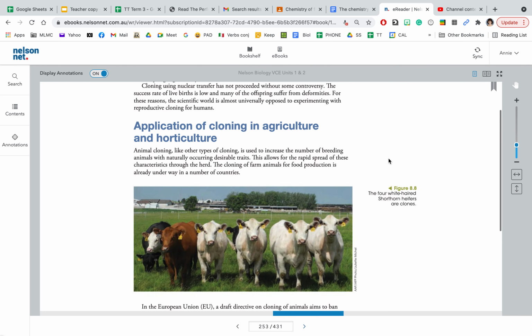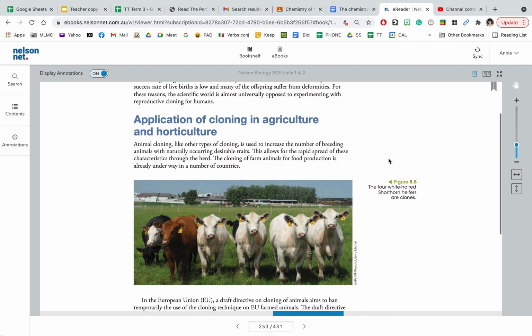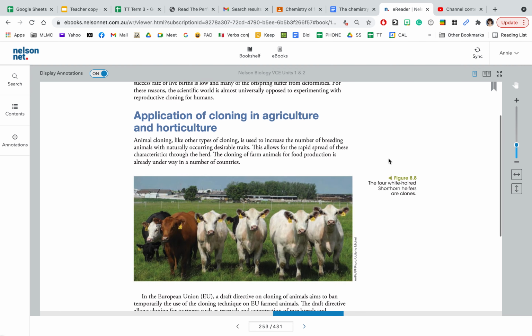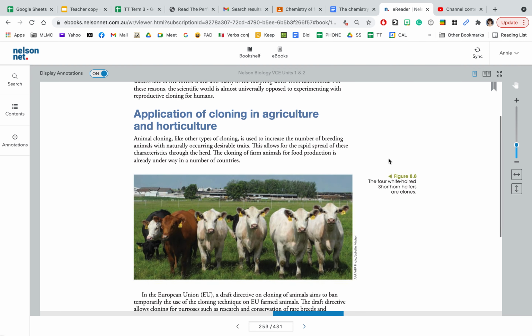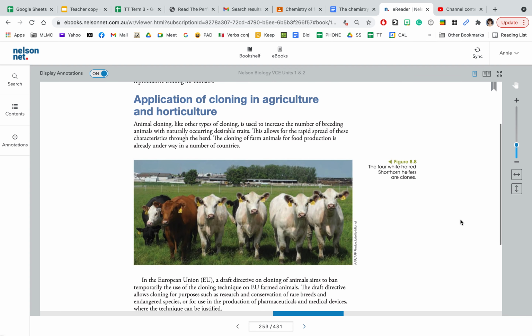Cloning using nuclear transfer has not proceeded without some controversy. The success rate of live births is low and many of the offspring suffer from deformities. For these reasons, the scientific world is almost universally opposed to experimenting with reproductive cloning for humans.